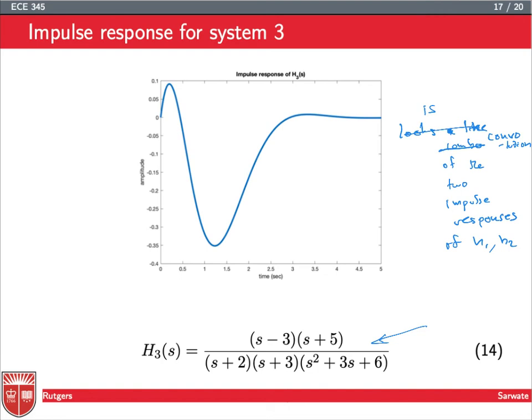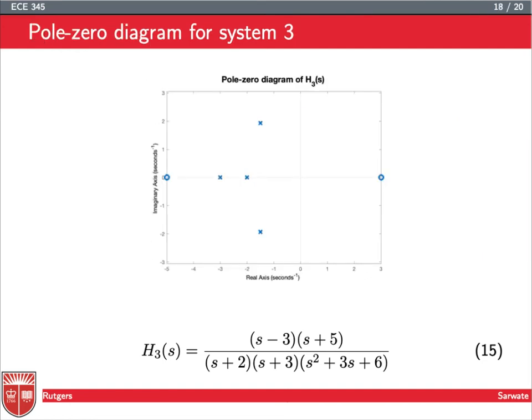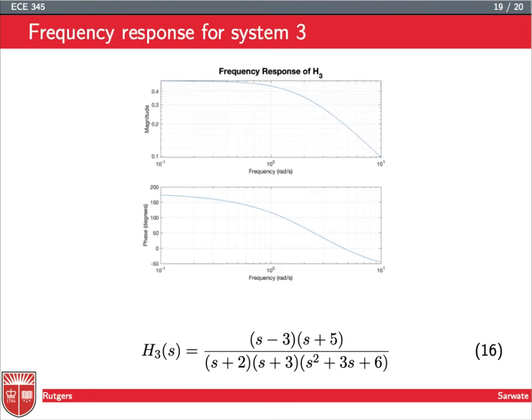Now we can look at the pole zeros. We're going to get a combination of the poles and zeros from both of the two systems if we do the pole zero diagram. And lo and behold, that's exactly what we get. We have a 0 at 3 and a 0 at -5. Then we have poles at -2 and -3. And then also these two complex poles at minus 3 halves plus minus square root 3 times 3 halves j. So we get exactly the pole zero diagram we expect from taking the product of these two systems.